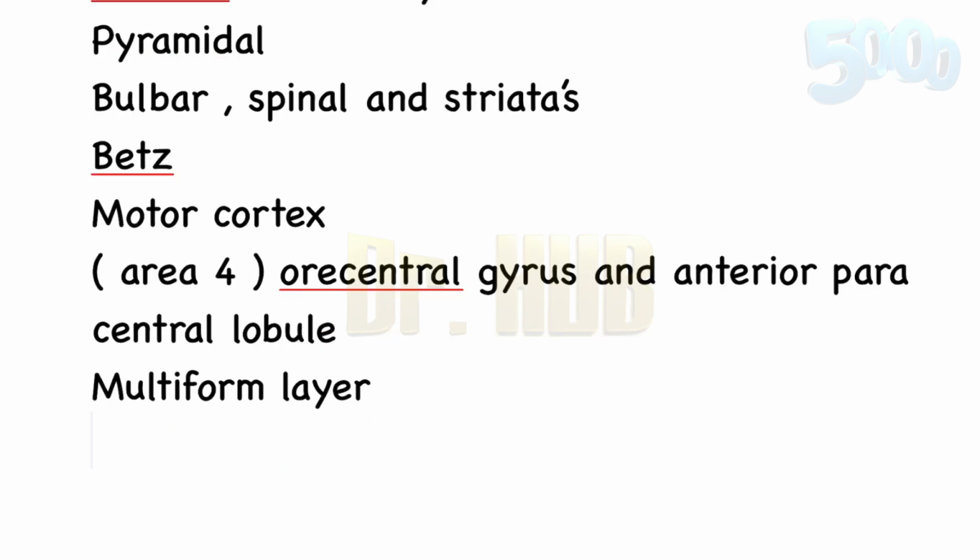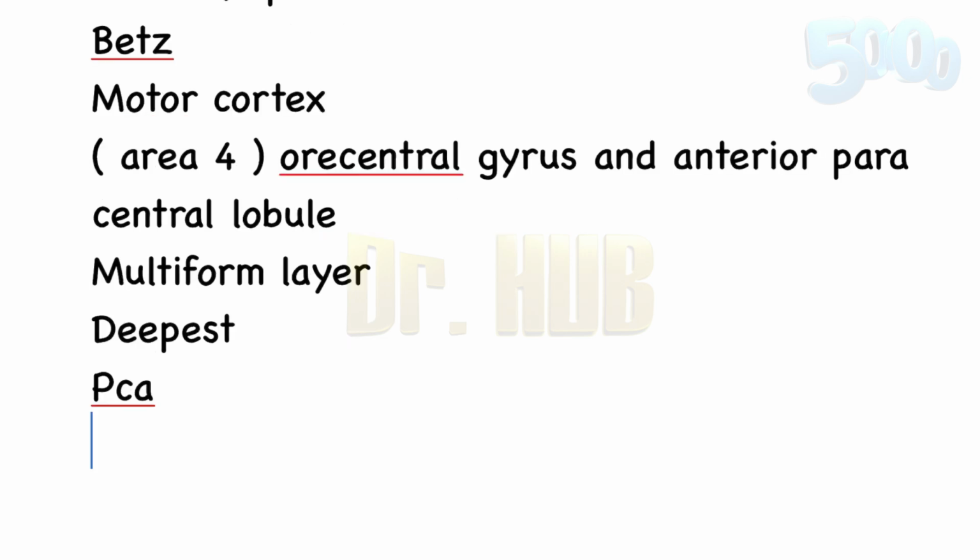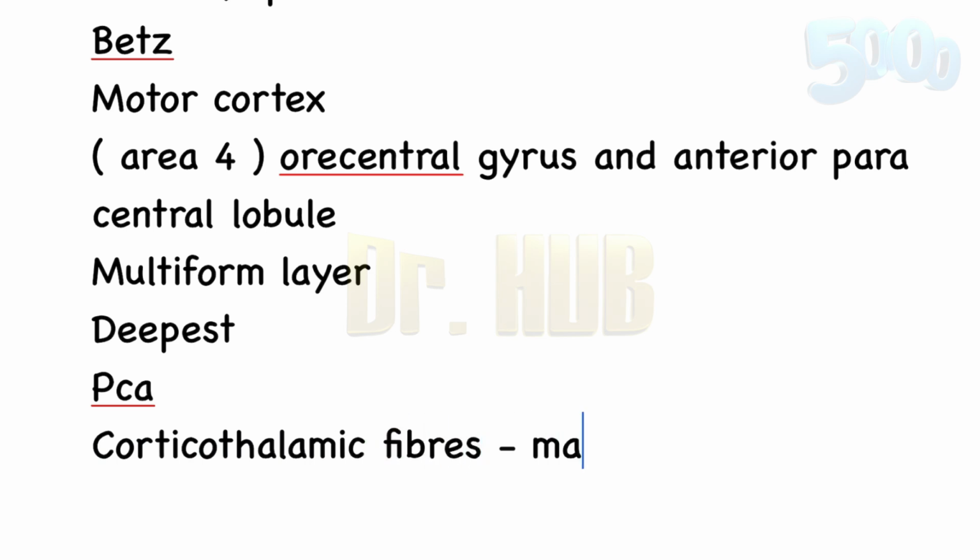Then we look at the multiform layer, the 6th layer we are discussing. It is the deepest layer of the cortex, and gives rise to the projection, commissural, as well as the association fibers. So PCA. It is the major source of the corticothalamic fibers.